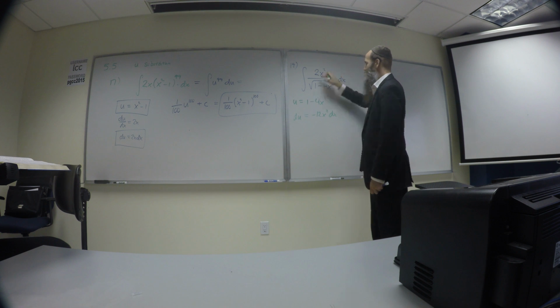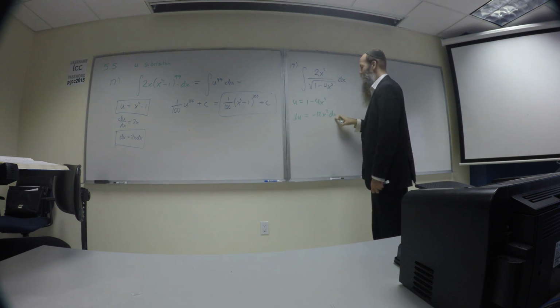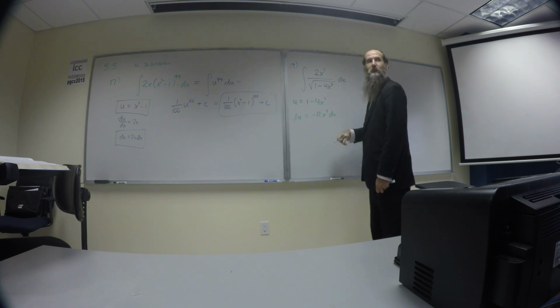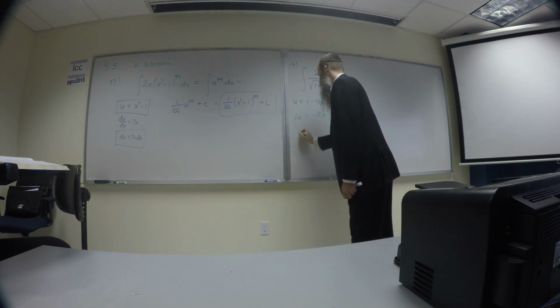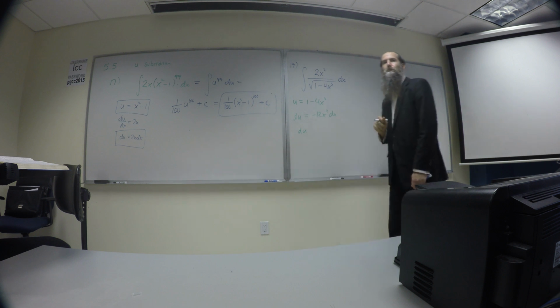Expression up here I need to handle. So I want this to read 2x squared dx. So I'll divide both sides by -6. Wait, I have a question. How is it du = -12x squared?